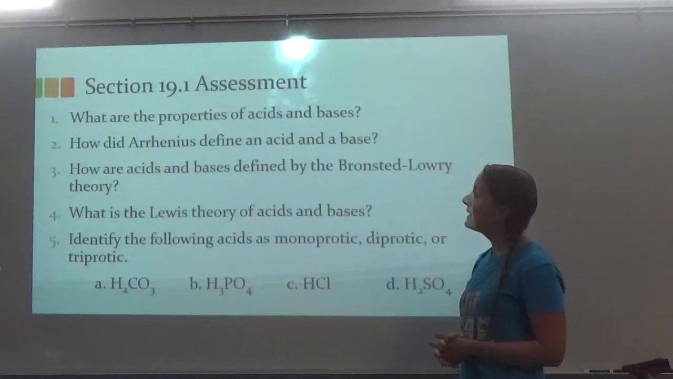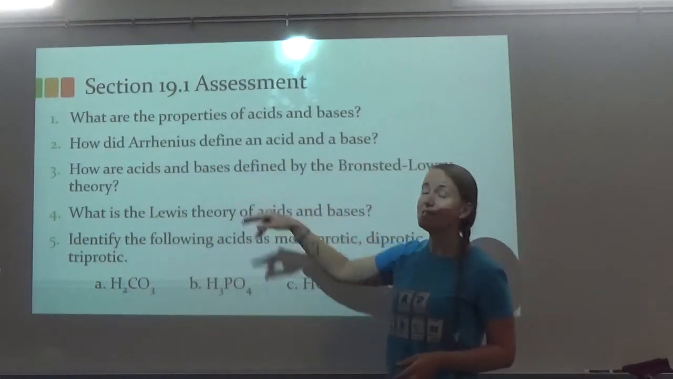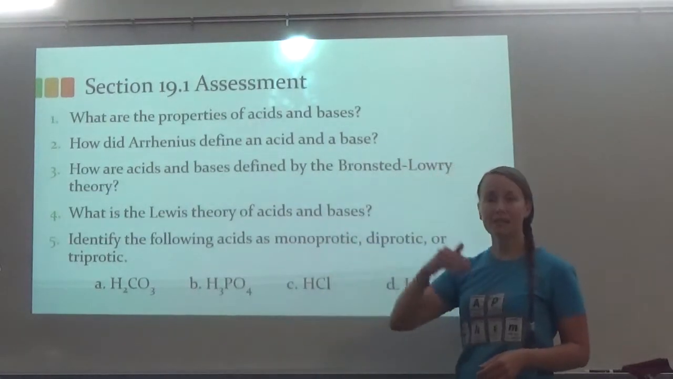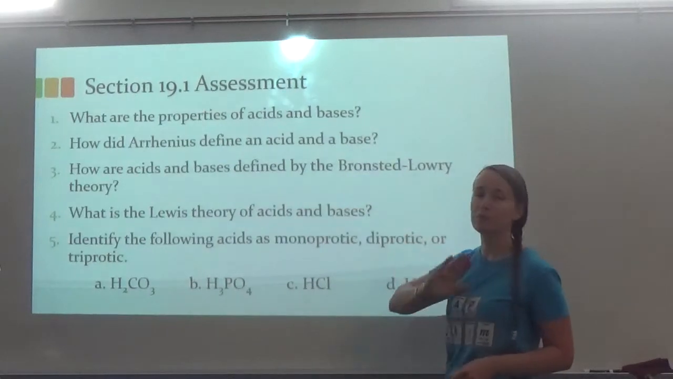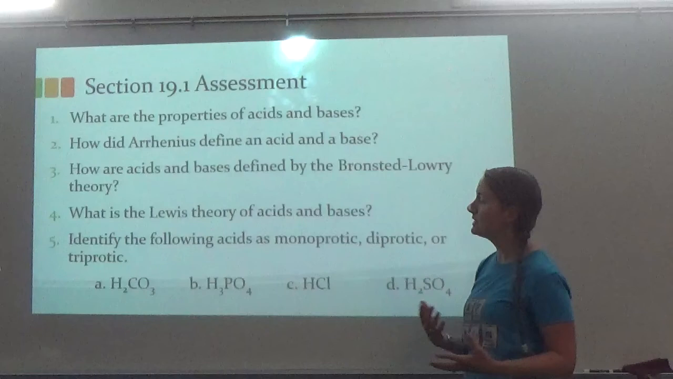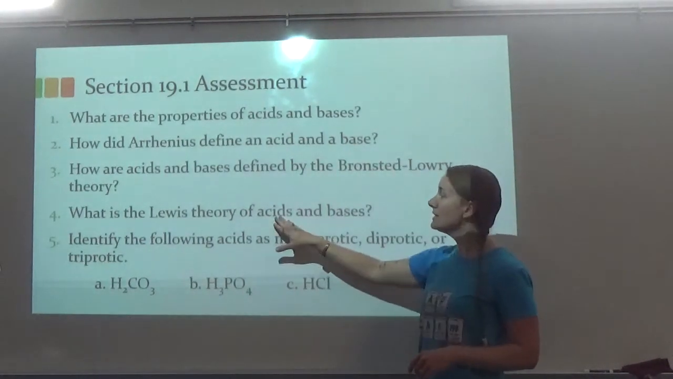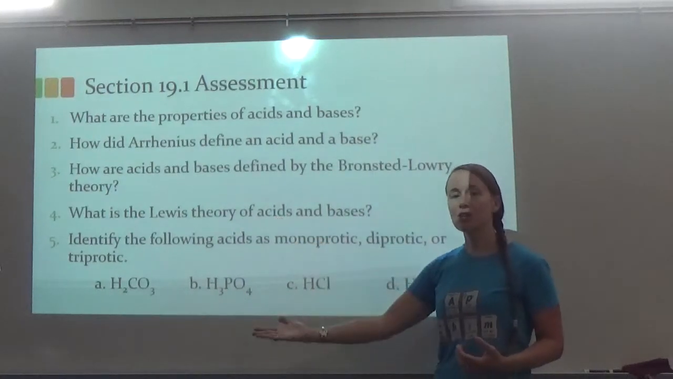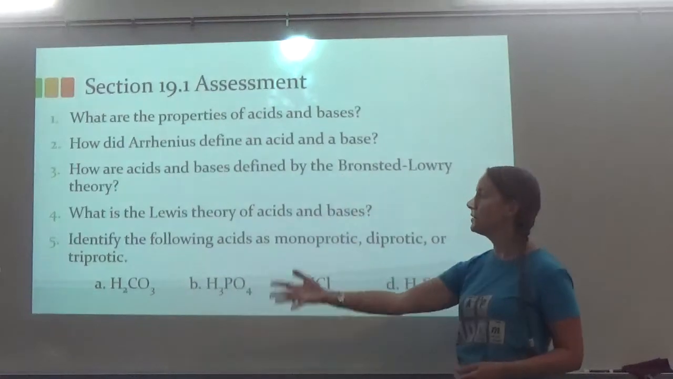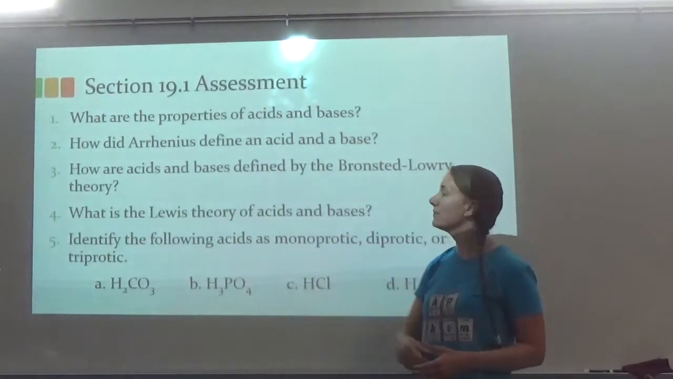Number 3, how are acids and bases defined by Bronsted-Lowry theory? In Bronsted-Lowry, an acid is a proton donor, and a base is a proton acceptor. All right, so an acid is a proton donor, or H+ donor. A base is a proton or H+ acceptor. And then what is the Lewis theory of acids and bases? In Lewis theory, an acid is an electron pair acceptor. Remember, it's the opposite of Bronsted-Lowry. An electron pair acceptor. And a base is an electron pair donor.